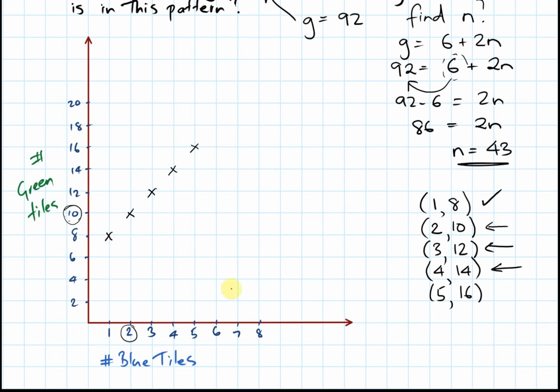We are graphing the relationship. So the relationship is seen in a visual way using a graph. We don't join these points because we're looking at whole numbers here.